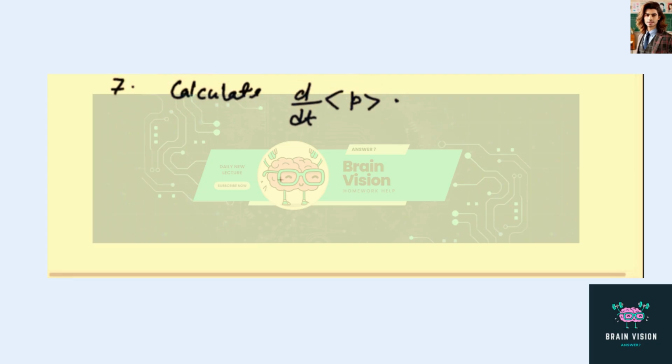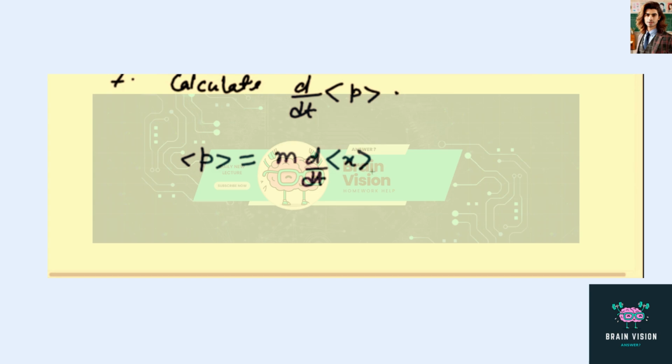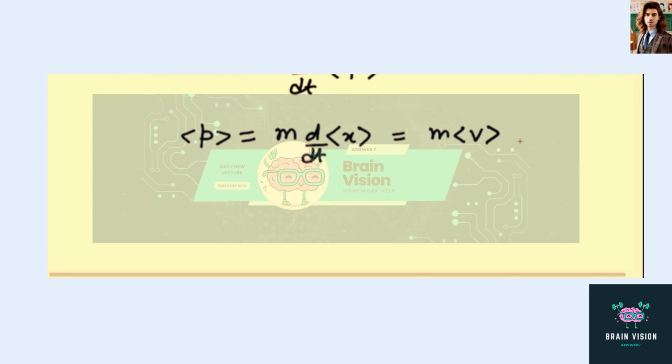Okay, let's do this. From equation 1.33, we have the expectation value of momentum equal to m d by dt of the expectation value of x, because it is m v and the expectation of v is dx by dt. And now this is equation number 1.